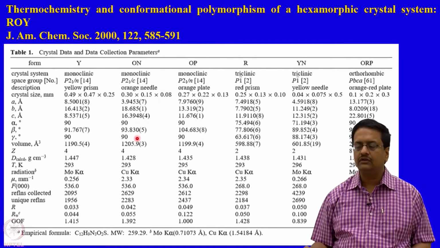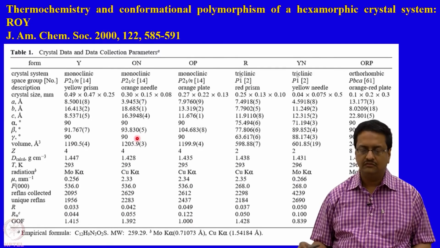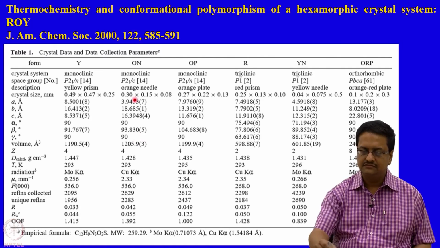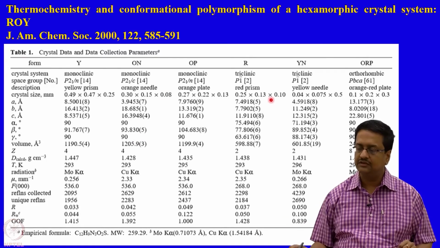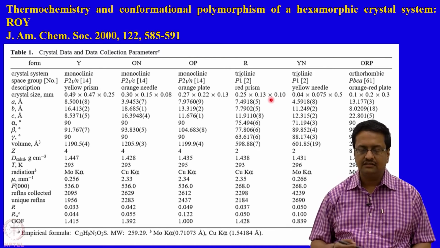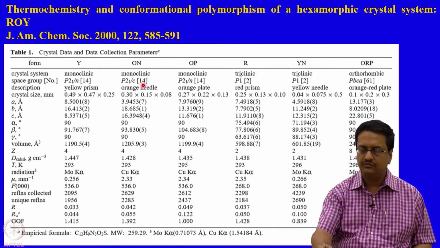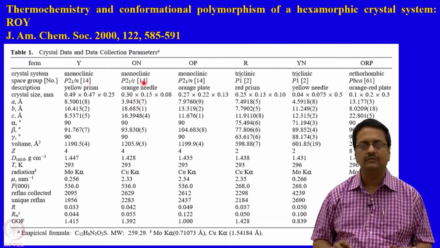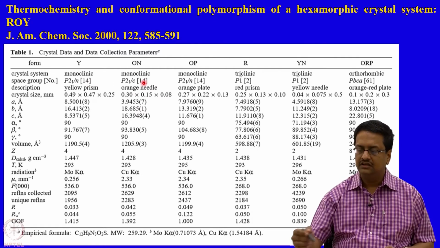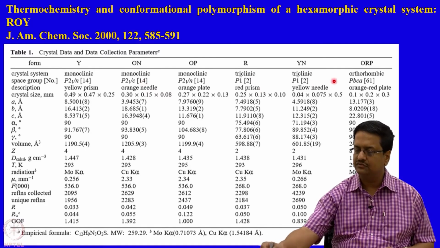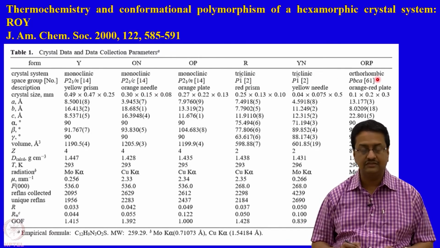This is the well known classic example of a particular compound, ROY, which has 6 different polymorphs with different colors, and what you can see here is that the space groups are either P21/n or P21/c, which are interconvertible. Some of them have the P-1 space group and some have the Pbca space group.